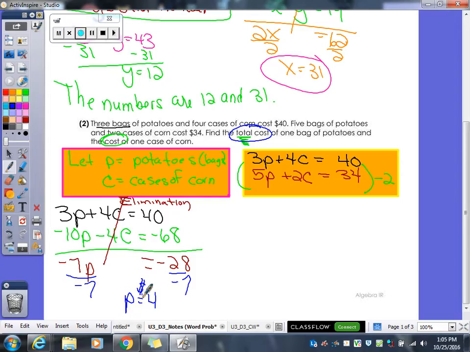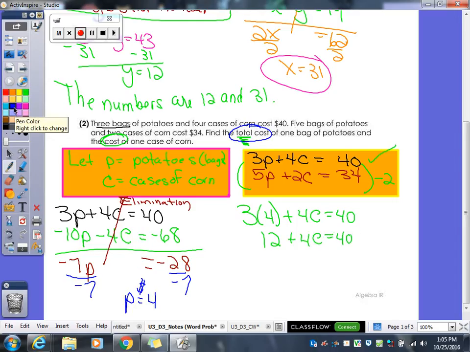So now that I have that my potatoes cost $4, I go back up here. I'm going to pick this top equation. I put a check mark here. And you got to plug that P equals 4 in for the letter P here. So 3 times 4 plus 4C equals 40. 12 plus 4C equals 40.